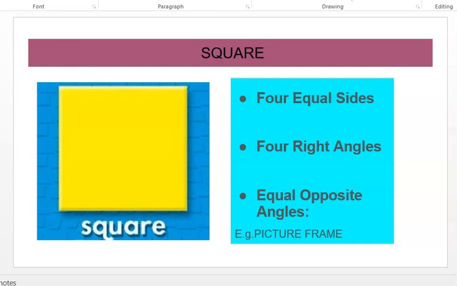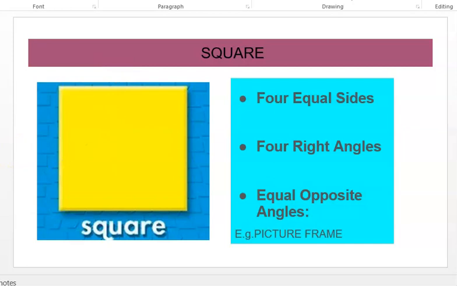An example of a square in everyday life in our environment is a picture frame. Though not all picture frames are square, some are rectangular in shape, but seeing what we have here, it gives us an idea of what squares are around us.